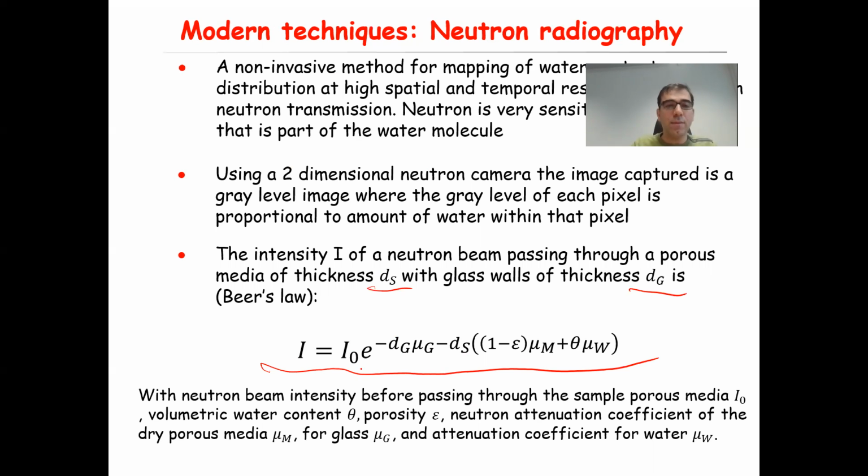I naught is the neutron beam intensity before passing through the sample, and I is the intensity after passing through the sample. ds is the thickness of your porous media, and dg is the thickness of your glass wall. Epsilon is the porosity, and theta here is the water content that we are interested in. Mu g, mu m, and mu w are the neutron attenuation coefficients: mu g is for glass, mu m is for the porous media, and mu w is for water.